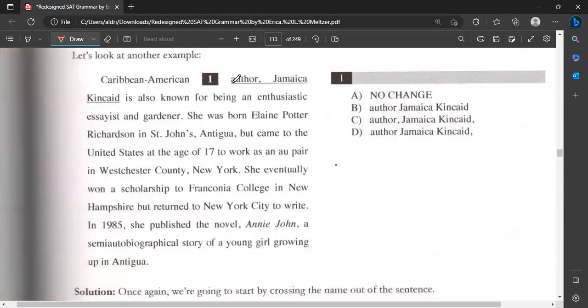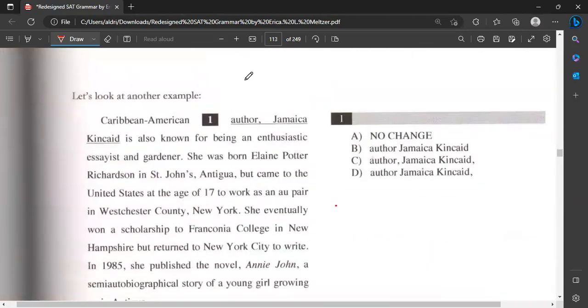All right. So it says Caribbean American author Jamaica Kincaid is also known for being an enthusiastic essayist and gardener. No one said A, so I guess we're okay here. Does anyone want to tell me why this is wrong? There's a comma at the front, but none at the back.